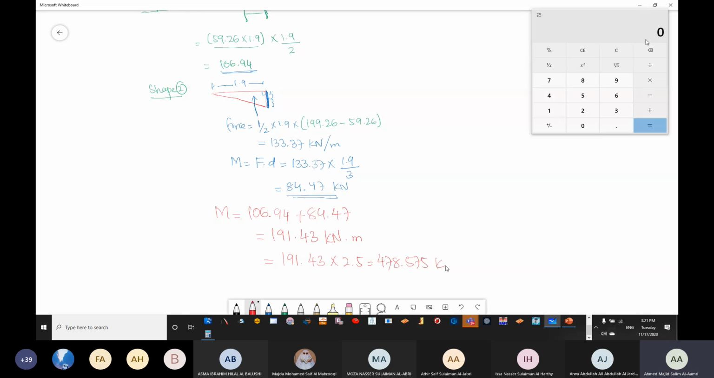kilonewton. Now one person will say, how come that both solutions are fine? One is 191, the other one is 478. I will tell him, in the first scenario, your steel is going to be calculated for only 1 meter, and in the second scenario, your steel is calculated for a width of 2.5.